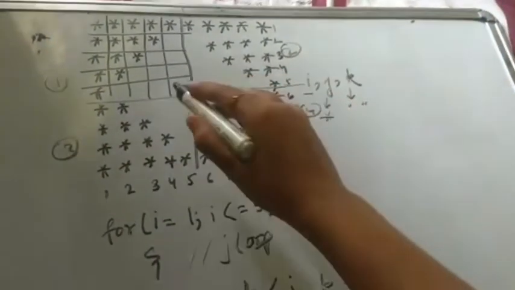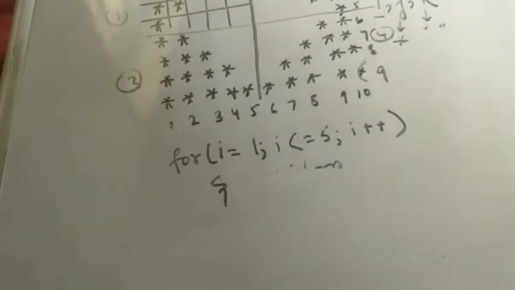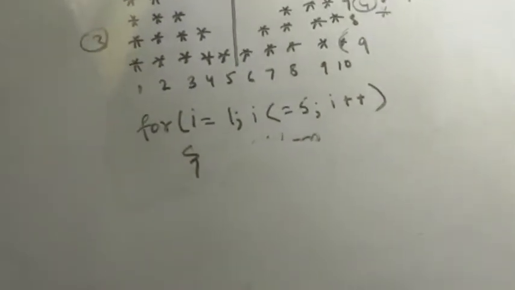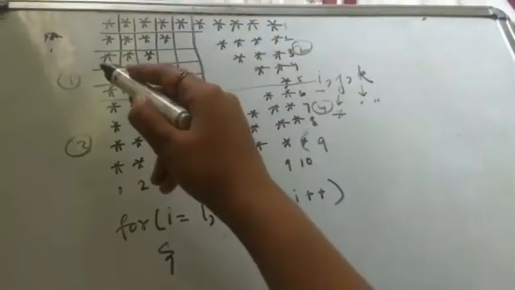Now for this second part of the program, I am continuing with this I loop and I am erasing all this. Now here our J loop is just the same as we had discussed over here.